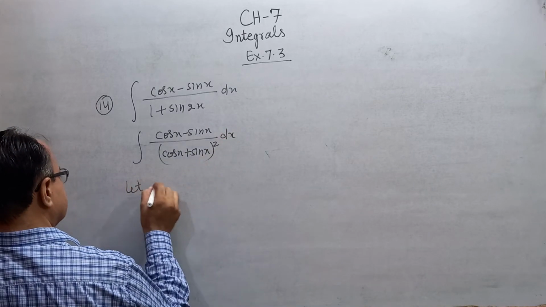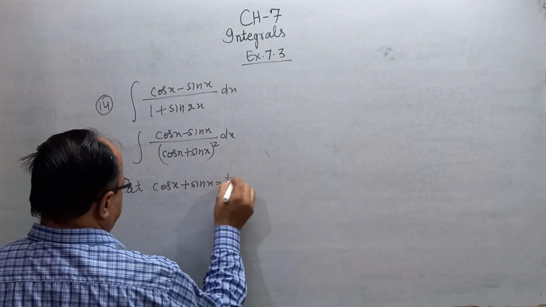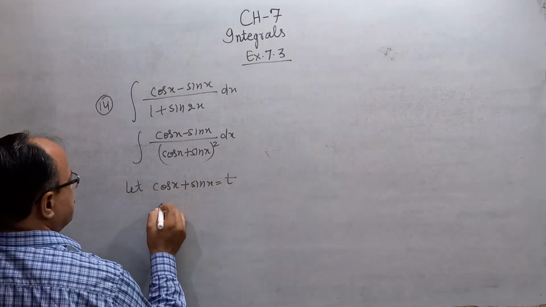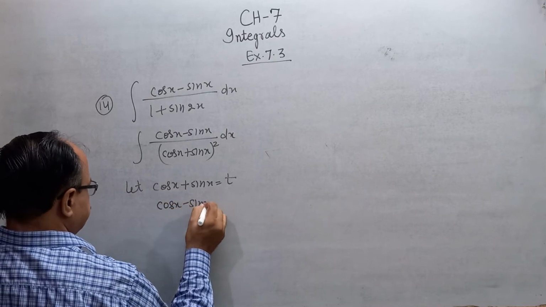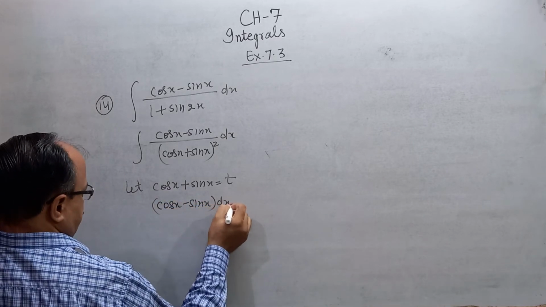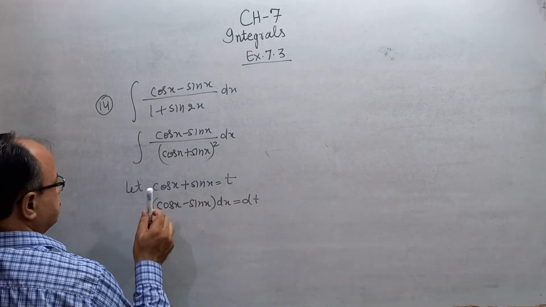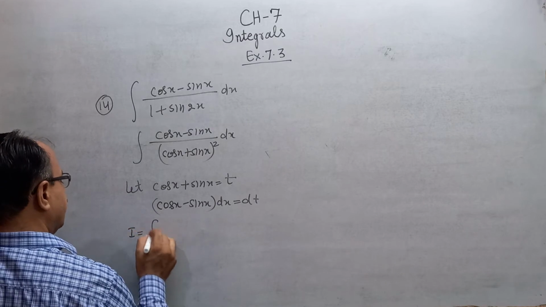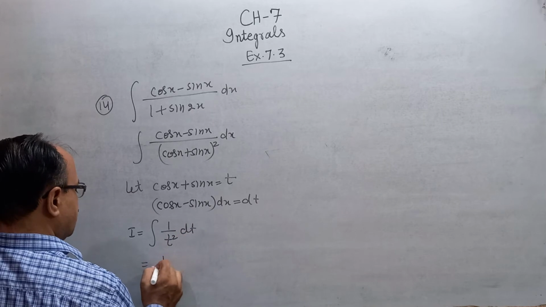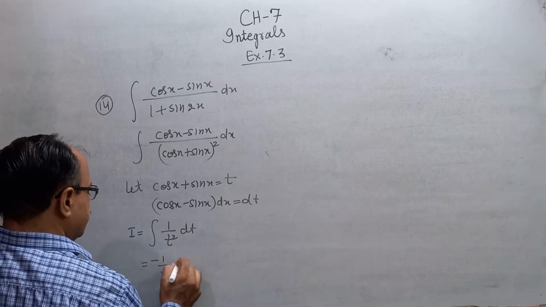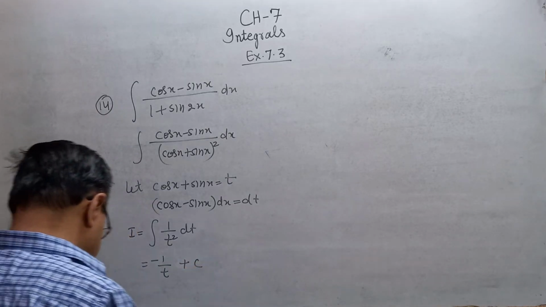Now let cos x plus sin x be equal to t, and the derivative of this is cos x minus sin x. So the integral becomes integration of 1 upon t square dt, which is minus 1 upon t plus c. Put the value of t back; that is the answer.